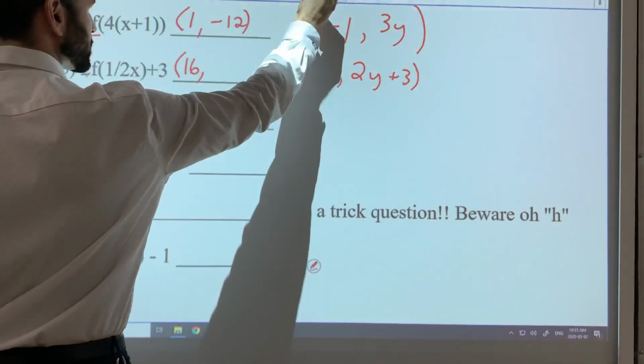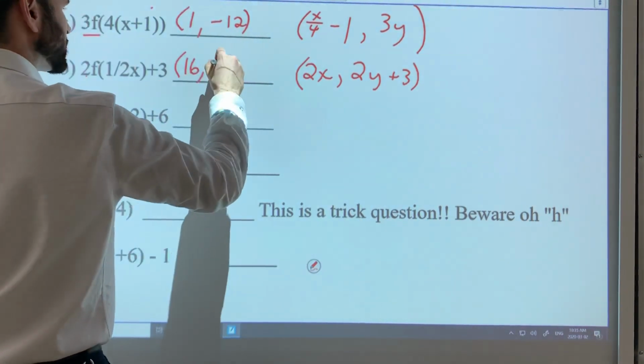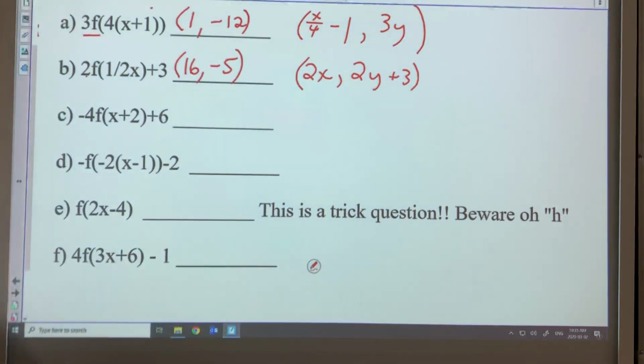Someone can, is it negative 4? My bad. So 2 times negative 4 is negative 8, plus 3 is negative 5.